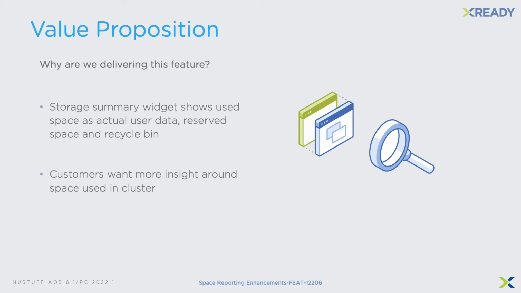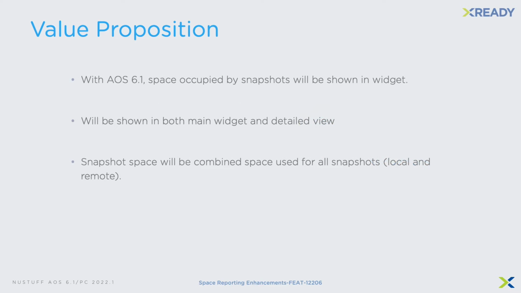So as I mentioned, we used to show the used space in the stored summary widget as actual user data, recycled bin data, which was added recently, and the reserved space if there's reserved space on the cluster. But customers still wanted more clarity as to how the various parts of the user data, like snapshots, are being consumed in the cluster, and wanted more clarity around usage statistics on the cluster. So this feat now will show space occupied by the snapshots in the widget.